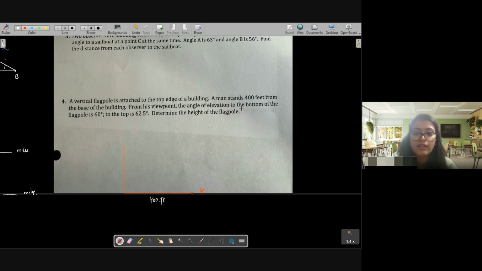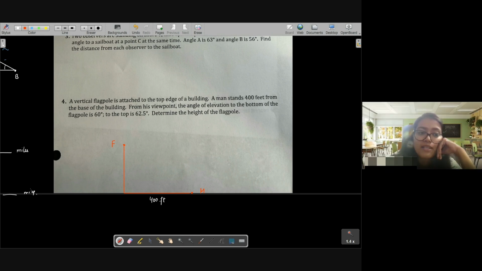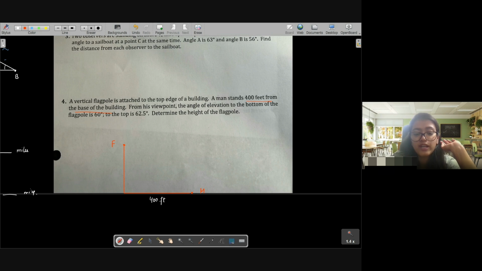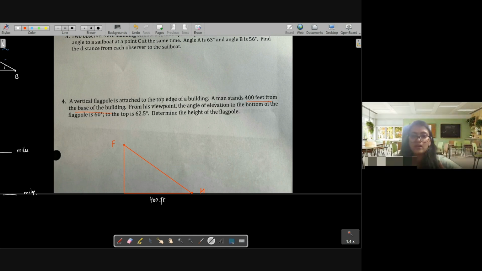From his viewpoint, the angle of elevation to the top of the flagpole. What? Oh, I thought the hypotenuse was 400 feet. No, 400 feet from the base of the building. When it says from the base of the building, I always get confused. Do you think this should be 400 feet? Because this would be the hypotenuse. Oh, no. The base of the building will always be on the ground.